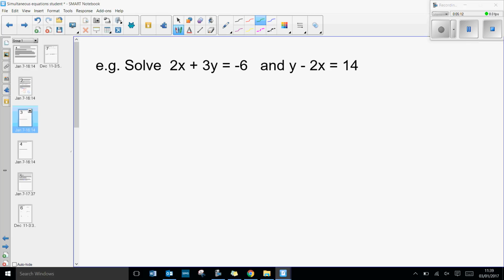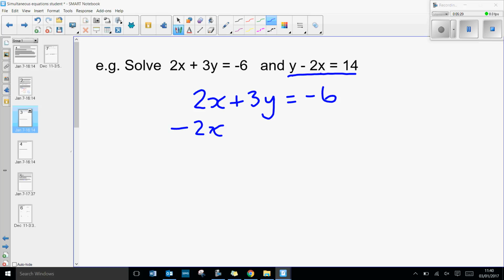Second example. Again, we're going to line up our two equations. So 2x plus 3y equals negative 6. Now notice they've written this equation in a different order. They've written the y, then the x. But I'm going to write it in the same order as I have in the one above. Now notice the negative sign belongs to the 2x, so my negative sign stays with the 2x. The y doesn't have a sign, so that's a secret plus.